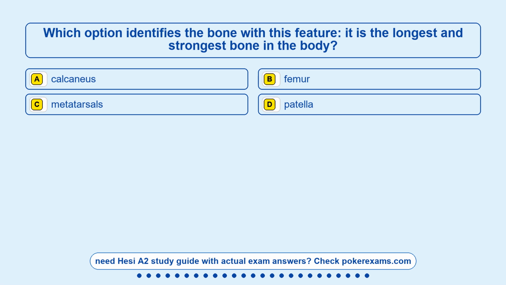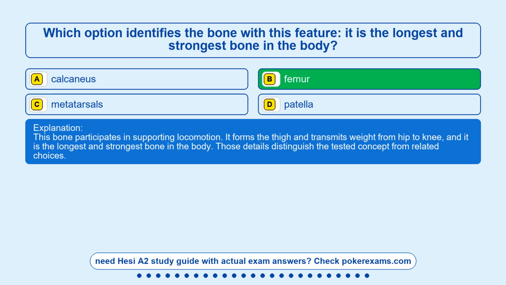Question 14. Which option identifies the bone with this feature? It is the longest and strongest bone in the body. Option A, calcaneus. Option B, femur. Option C, metatarsals. Option D, patella. The correct answer is option B, femur. This bone participates in supporting locomotion. It forms the thigh and transmits weight from hip to knee, and it is the longest and strongest bone in the body. Those details distinguish the tested concept from related choices.